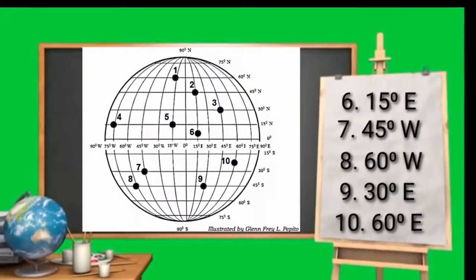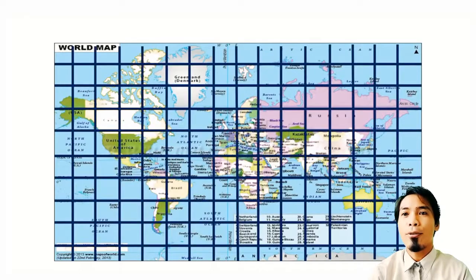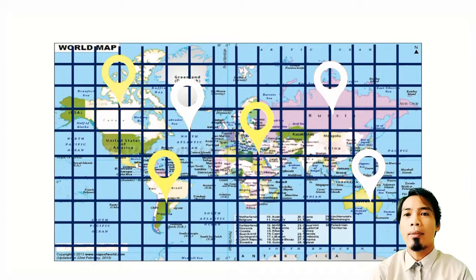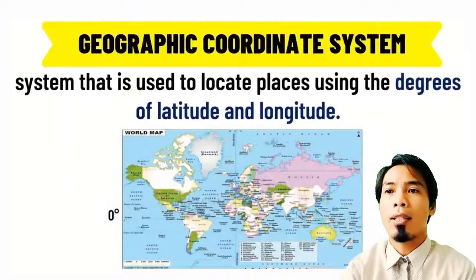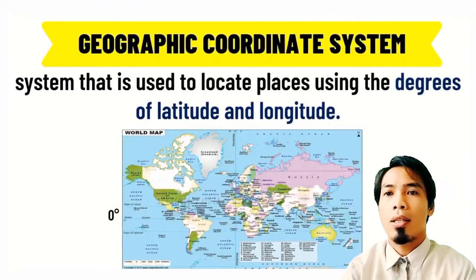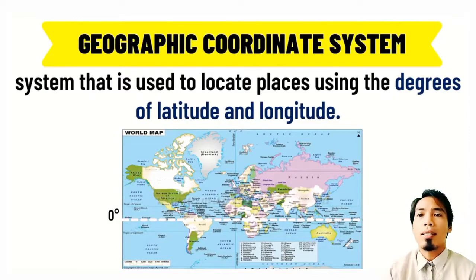Great job! Now that you already know how to locate the latitudes and longitudes of a given point, this time, let us combine the latitude and longitude in order for us to locate places on Earth. The system that is used to locate places using the degrees of latitude and longitude is called the Geographic Coordinate System. It uses the equator as the baseline for latitude and the prime meridian as the reference point for longitude.